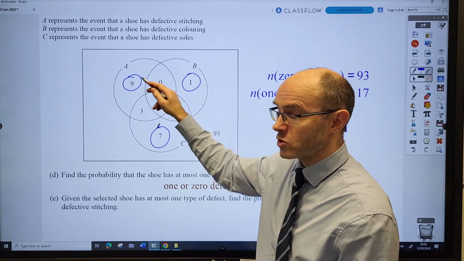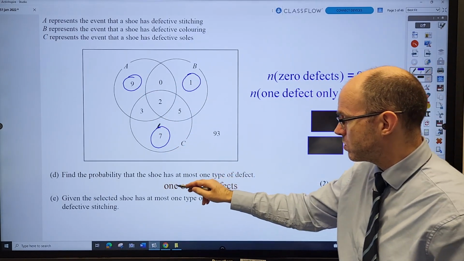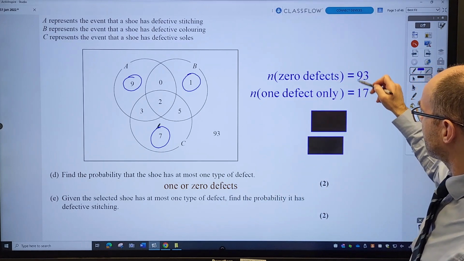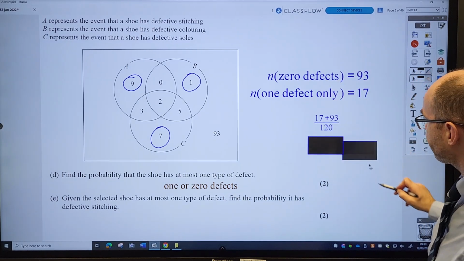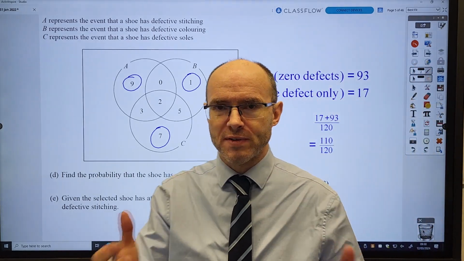So those are the ones that have got just 1 defect. So 9 plus 1 plus 7, so 17. So this one or this one. So altogether that makes 110, doesn't it? So 110 out of 120 is your fractional value.